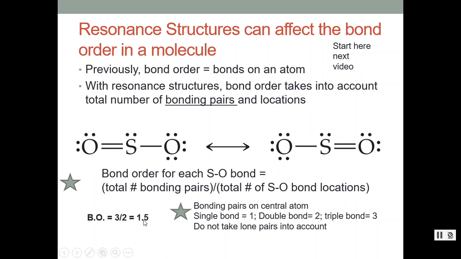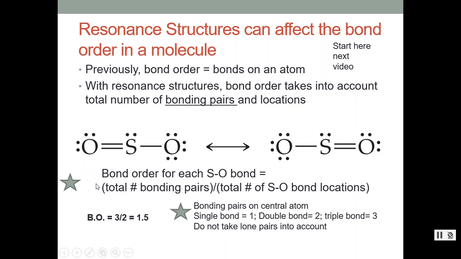So what exactly does it mean to have a bond order that's not a whole number like 1, 2, or 3, like you would for a single, double, or triple bond? What that means is that the SO bond in this resonance structure has partial single bond character and partial double bond character.